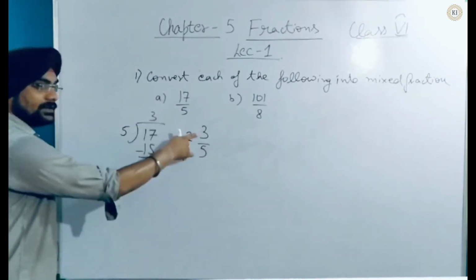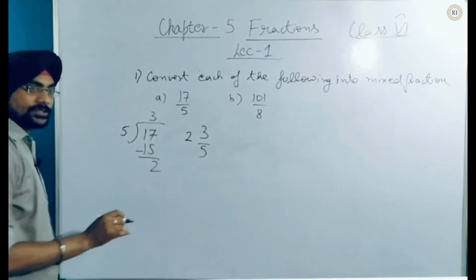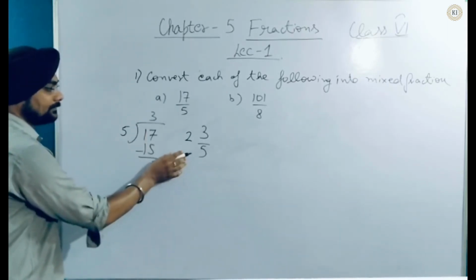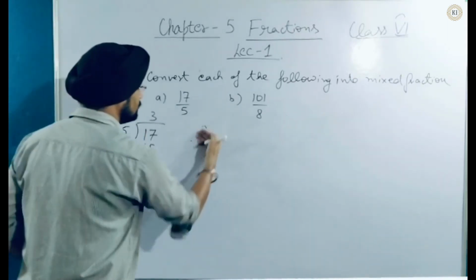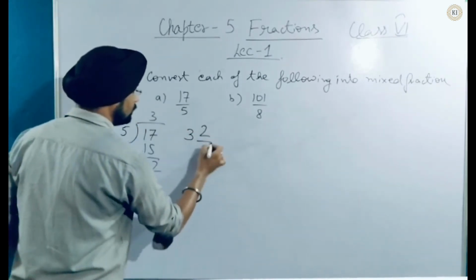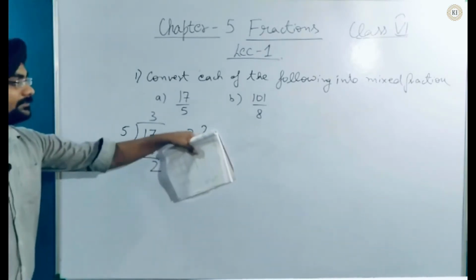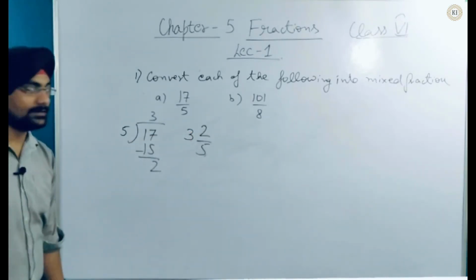This quotient will come in the numerator, so it will be 2 whole 3 by 5. This 3 will come in the whole part: 3 whole 2 by 5. If you want to check, 5 3s are 15, 15 plus 2 will be your 17.